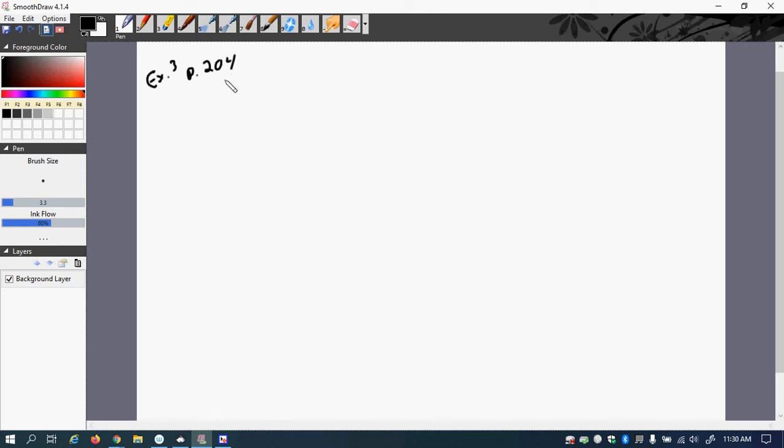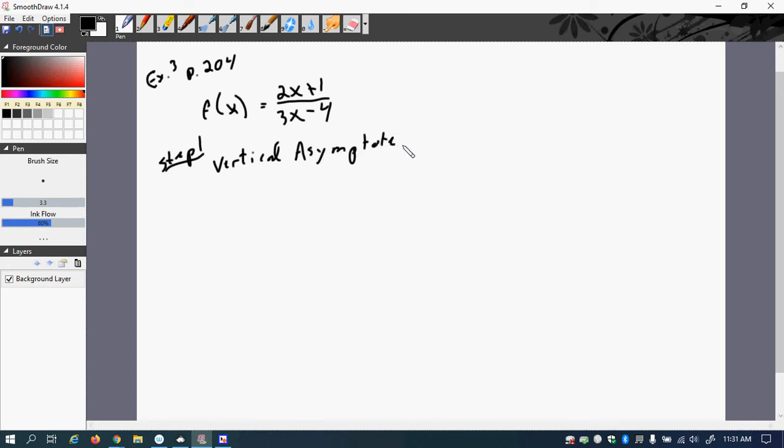Okay? And so they give you the function f of x equal to (2x plus 1) divided by (3x minus 4). Okay? And so for the first step, let's find the vertical asymptote, because that's usually the easiest one to find. And again, the vertical asymptote is always in the denominator. So you look at the denominator.